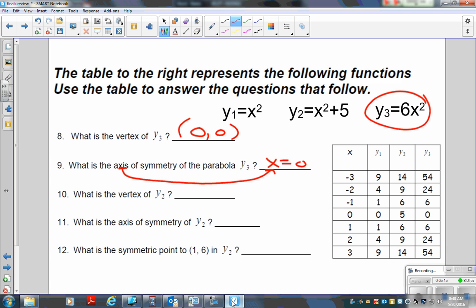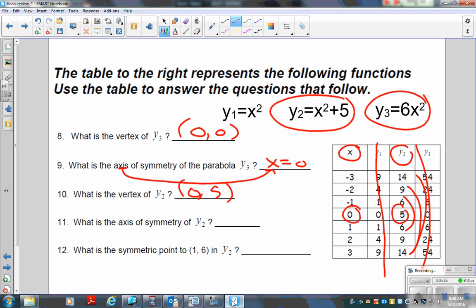Now they ask some questions about y2. For those, we can also just graph this and look at the answers, or we could use the table right there. Let's check out the table. Y2 is right here, and here's the x value, so we're only going to be looking at those two columns. And we're looking for the vertex. Since all these are the same, these are all symmetric pairs, the vertex is going to be 0, 5.